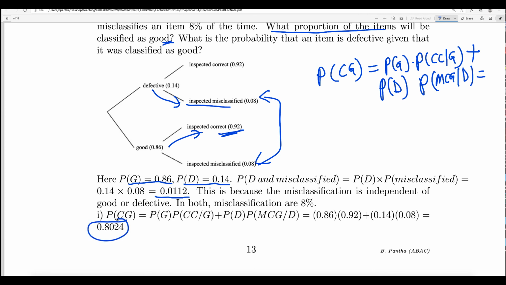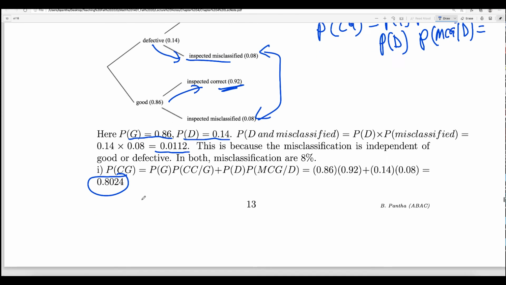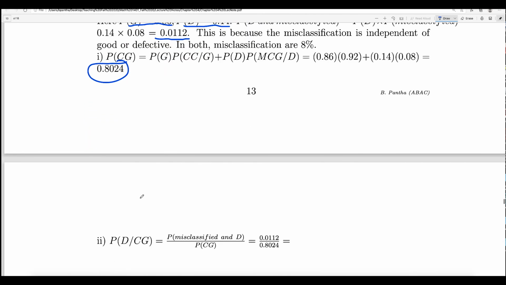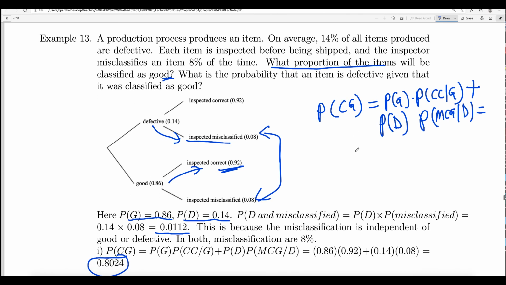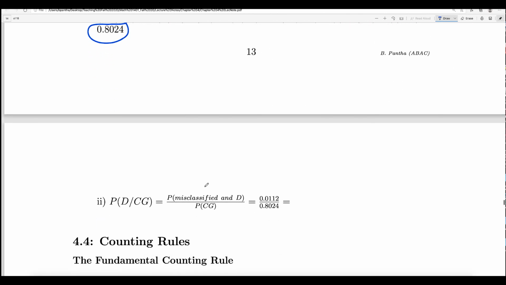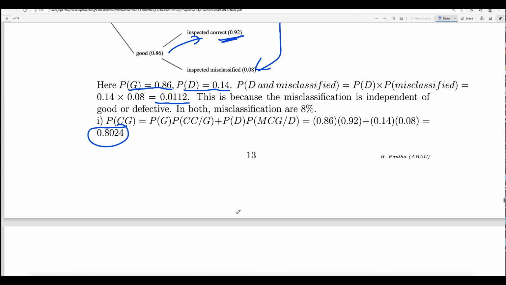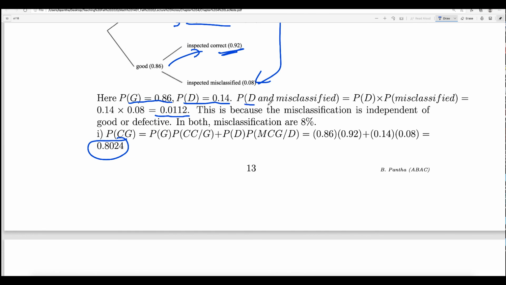The next thing you want to do is find the probability that the item is defective given that it was classified as good. So what is the probability of that? It is the probability of defective and misclassified as good, divided by the probability of classified as good. So what is the probability of defective and misclassified as good? This is what it is.